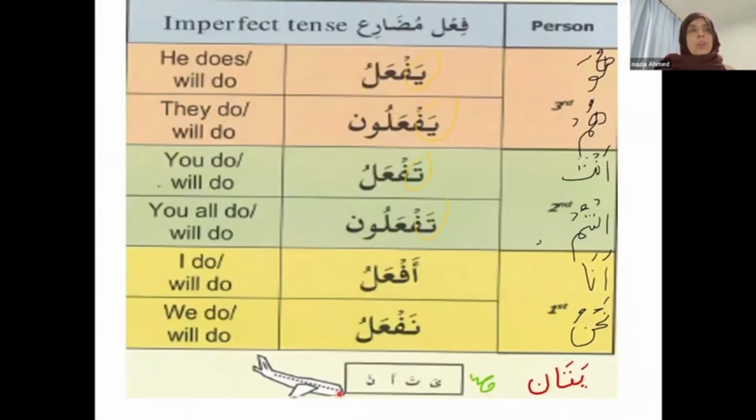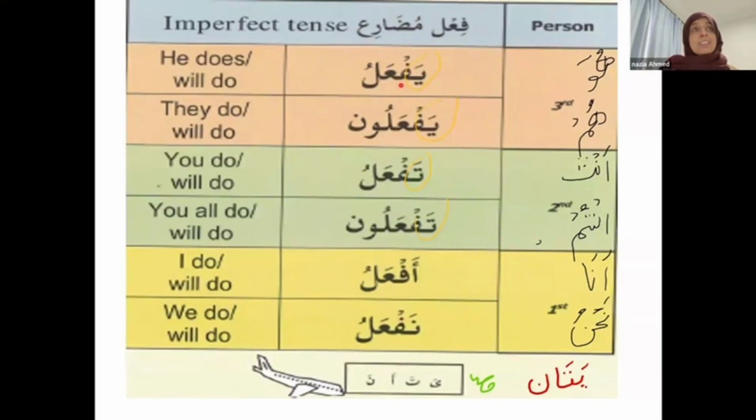Now, if you remember, when I started teaching you the perfect tense, I showed you the diagram of this aeroplane, and I said you have to look at the tail end of the word. If you find those suffixes with a three-letter word, then it is a past tense, it's a perfect tense. But now I'm going to tell you totally opposite. If you find a three-letter word with either one of these prefixes, it means it is mudari, or imperfect tense. Okay, fi'l mudari. This is what I will be calling it.